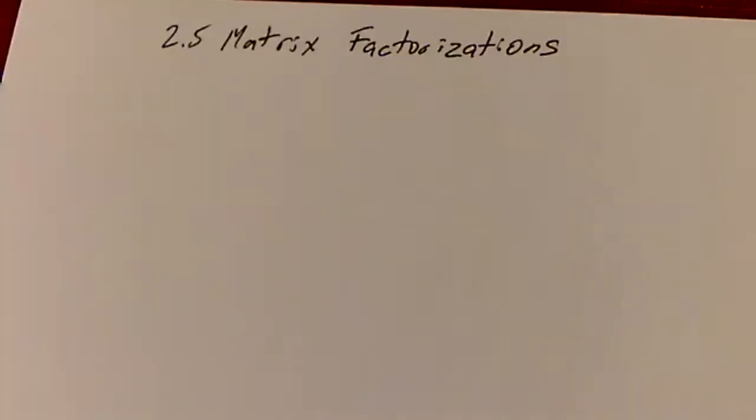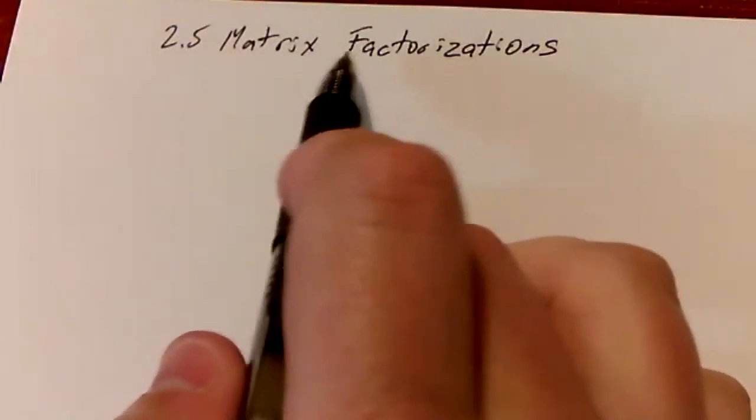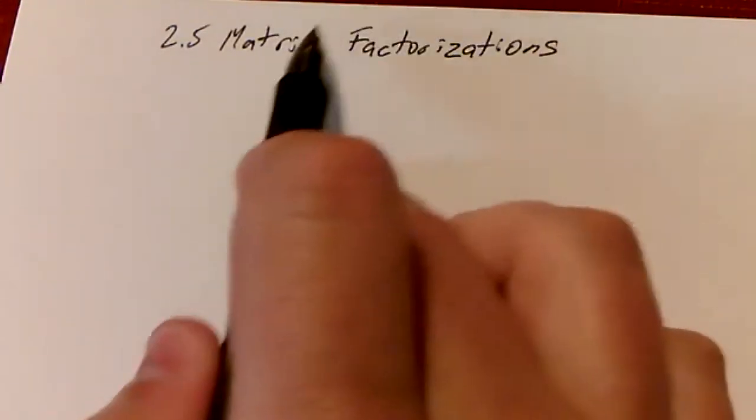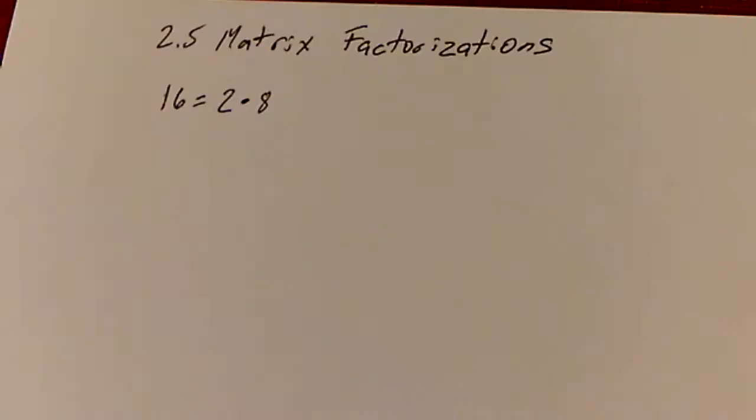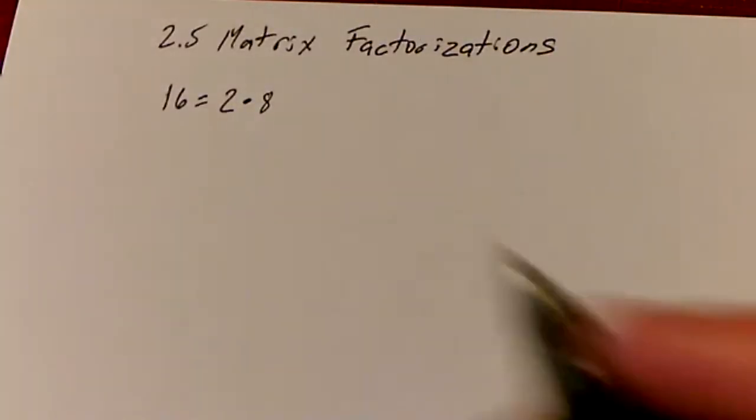So we're going to be looking at section 2.5 today, talking about matrix factorization. We're going to dive right into that. So we know factorizations; that's a word we're familiar with. For example, if I have a number, let's say 16, I could write that as 2 times 8. So 2 and 8 is a factorization of 16.